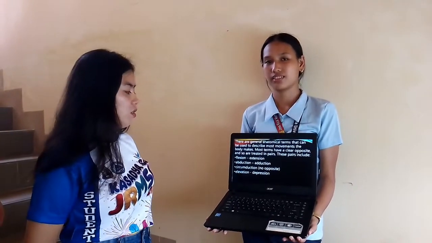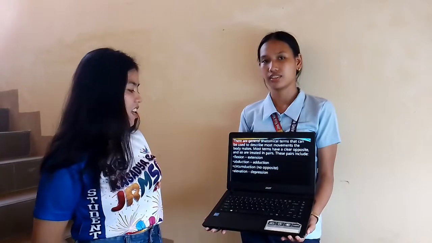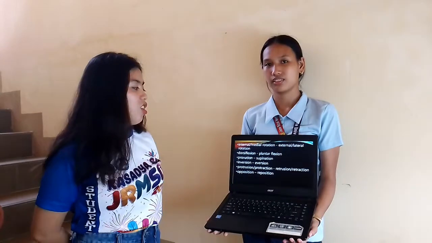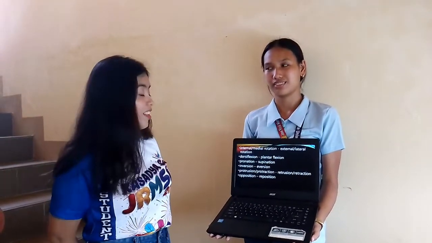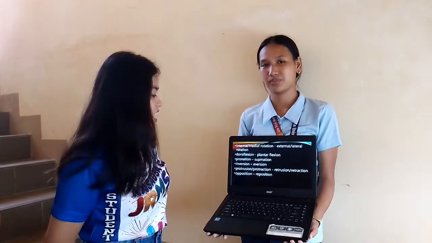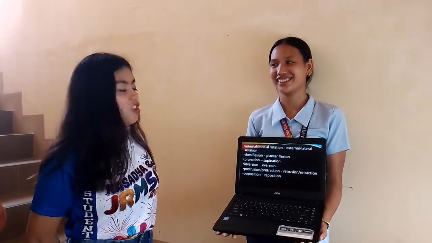These pairs include flexion and extension, abduction and adduction, circumduction, elevation and depression, internal or medial rotation, external or lateral rotation, dorsiflexion and plantar flexion, pronation and supination, inversion and eversion, protrusion or protraction, retrusion or retraction, opposition or reposition.